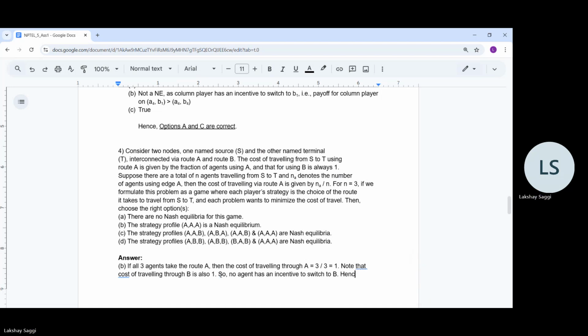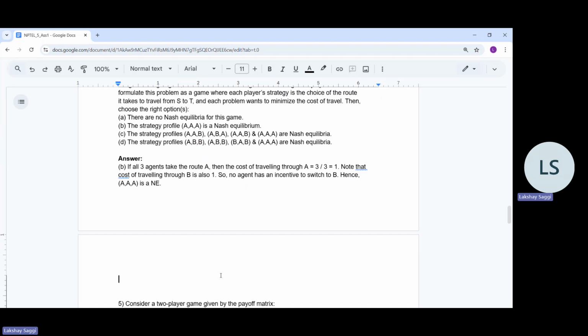Hence, AAA is a Nash equilibrium. Sorry. Note that NE means Nash equilibrium. So at least we have obtained one Nash equilibrium.